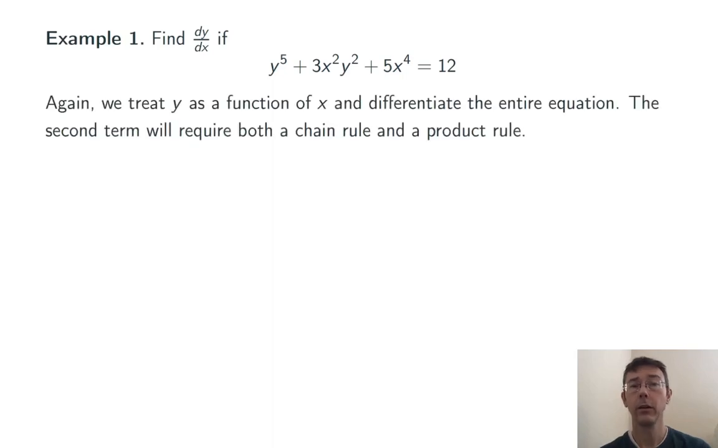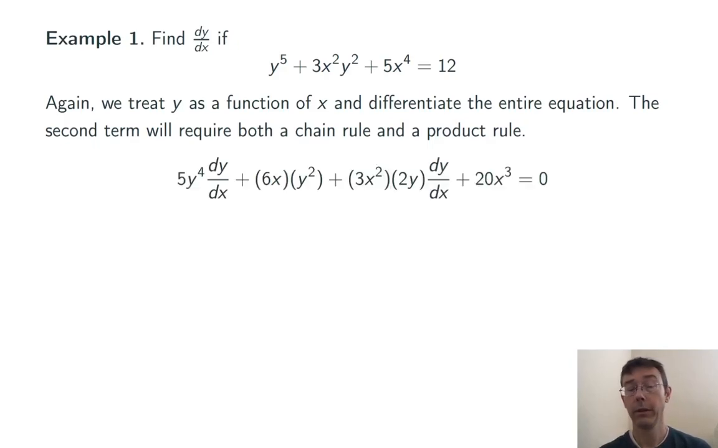In particular, looking at that middle term, we see that we have a product, 3x squared times y squared. And the second factor in that product is going to be a composition, y(x) squared. So I'm going to need a chain rule on that one too. So let's differentiate. We go through term by term.